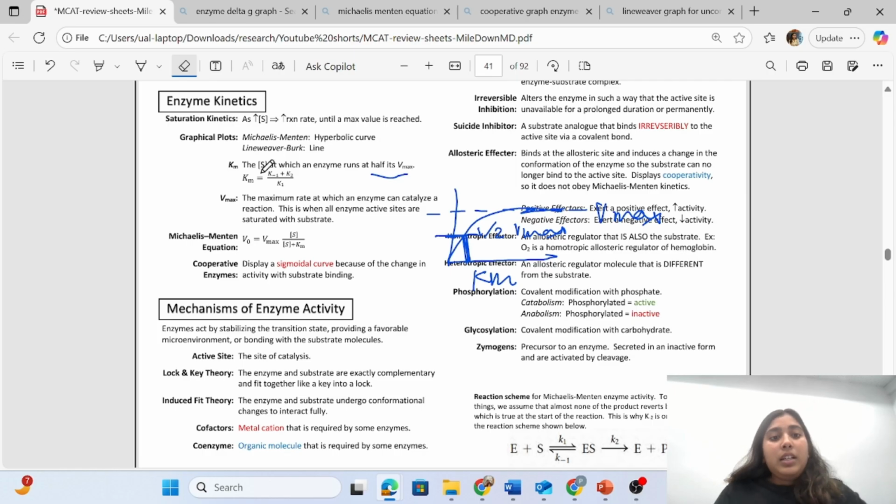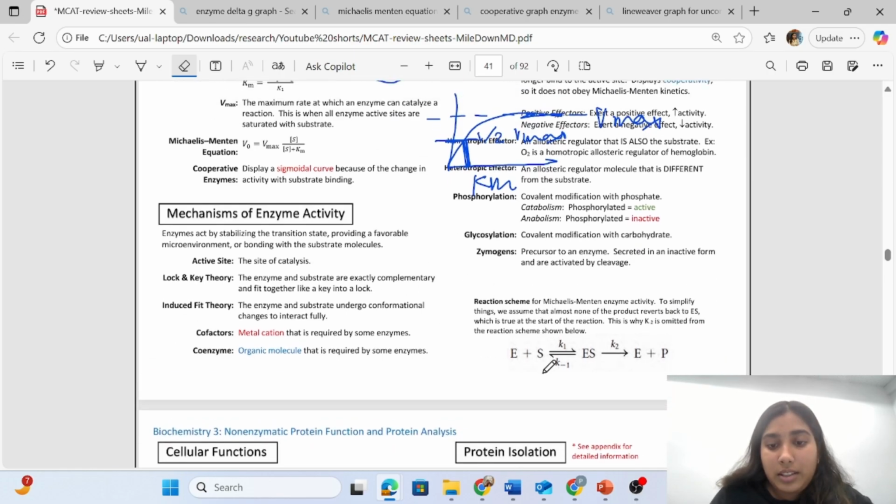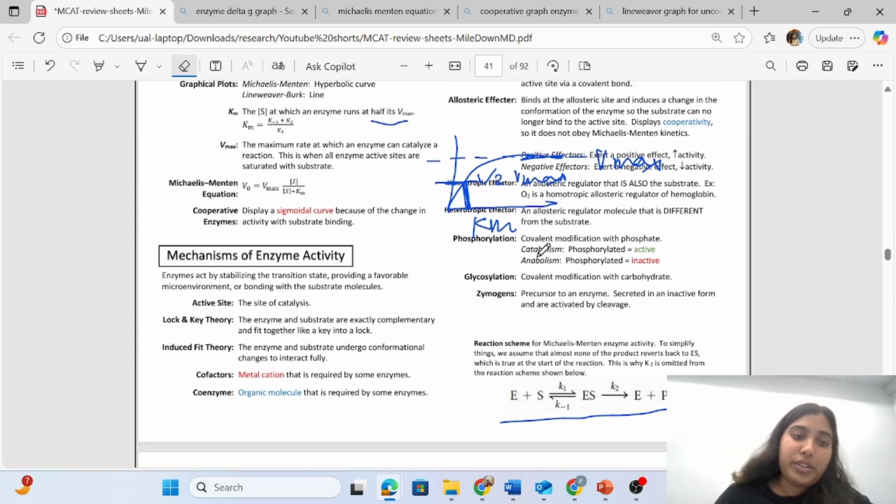Okay, you can derive the formula for Km from this reaction which is given to you. So this is enzyme plus substrate at K1. K1 is the speed at which it goes to the enzyme-substrate complex, then K2, which gives enzyme plus product. Okay, this part is reversible, so there's K negative one also. This part is generally not reversible.